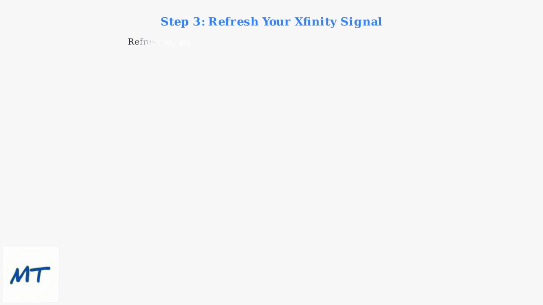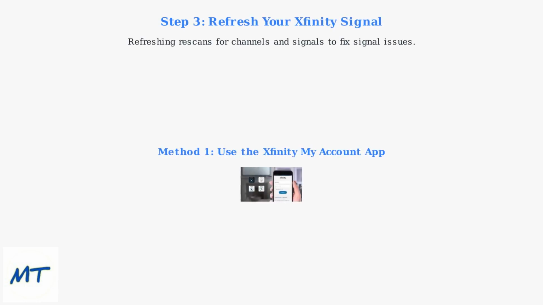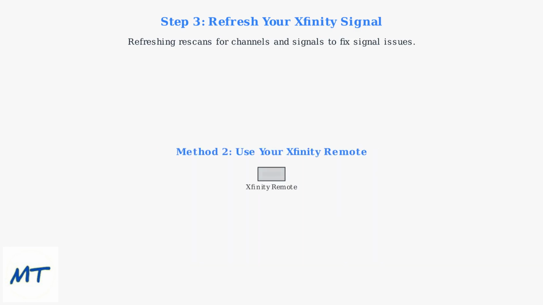Step 3. Refresh your Xfinity signal. Refreshing rescans for channels and signals to resolve signal loss. Method 1. Use the Xfinity My Account app. Open the app, navigate to Troubleshooting, and select Refresh Signal. Method 2. Use your Xfinity remote. Press the Xfinity button, go to Settings, then select System Refresh.